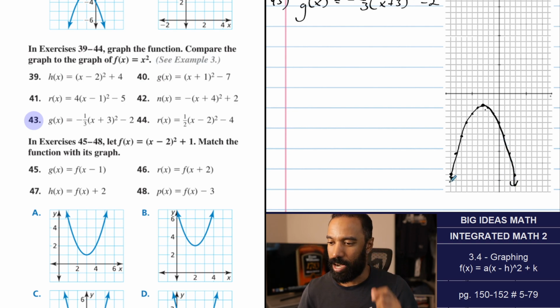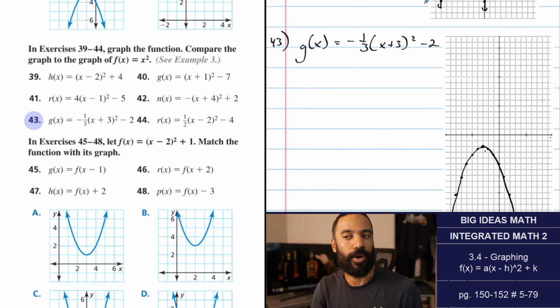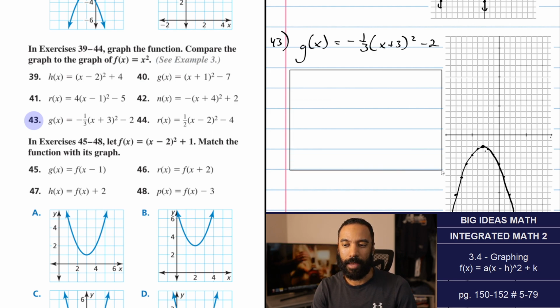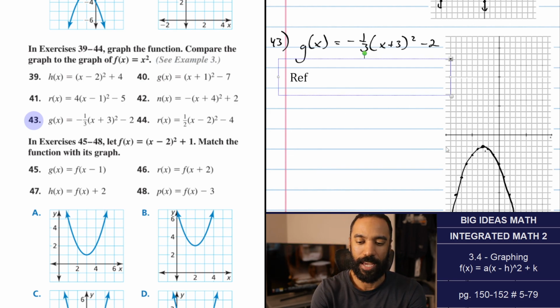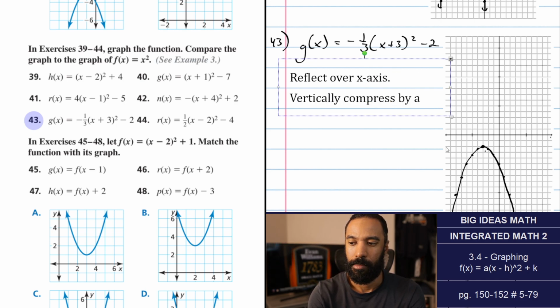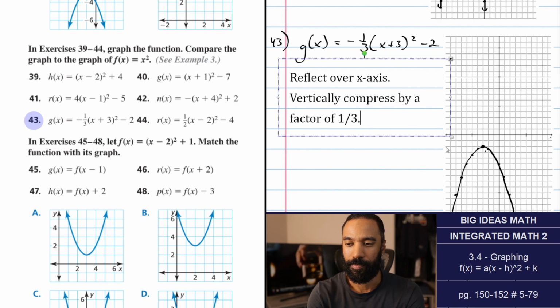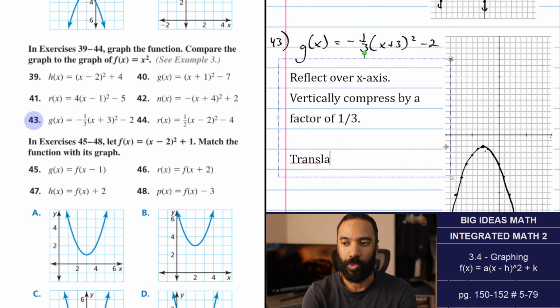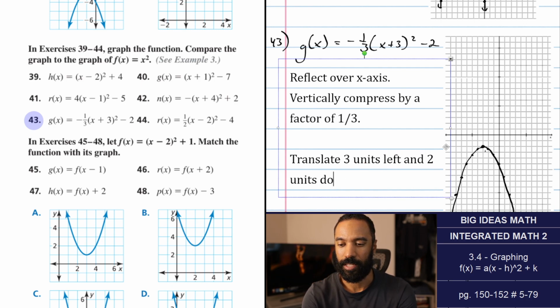Okay. That's an arrow on this side. Let's go ahead and describe it. We got 4 things to describe, sort of. We're going to reflect over the x-axis. We're going to vertically compress by a factor of 1/3. That's A. Then we're going to translate 3 units left and 2 units down. That is H and K.